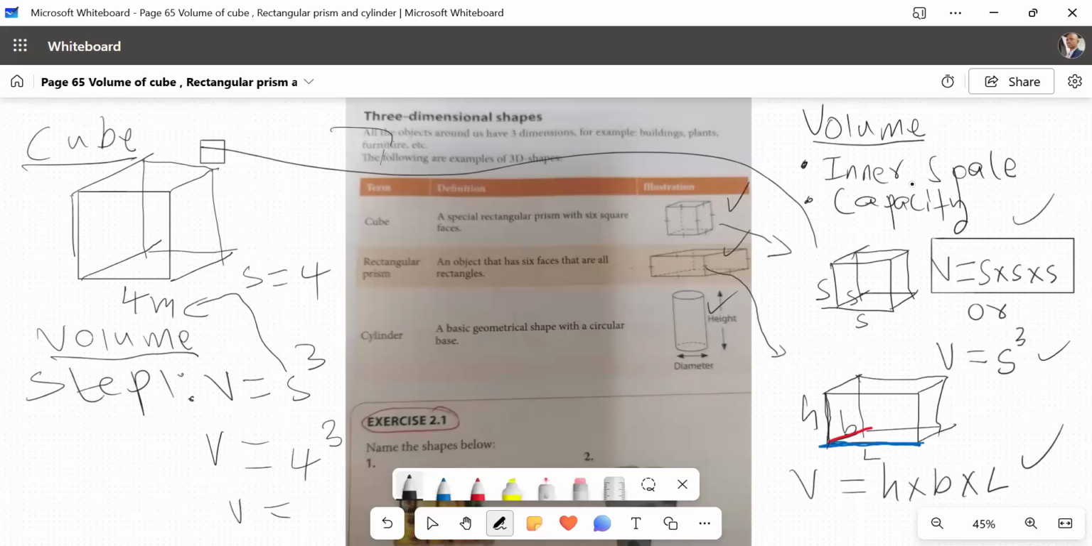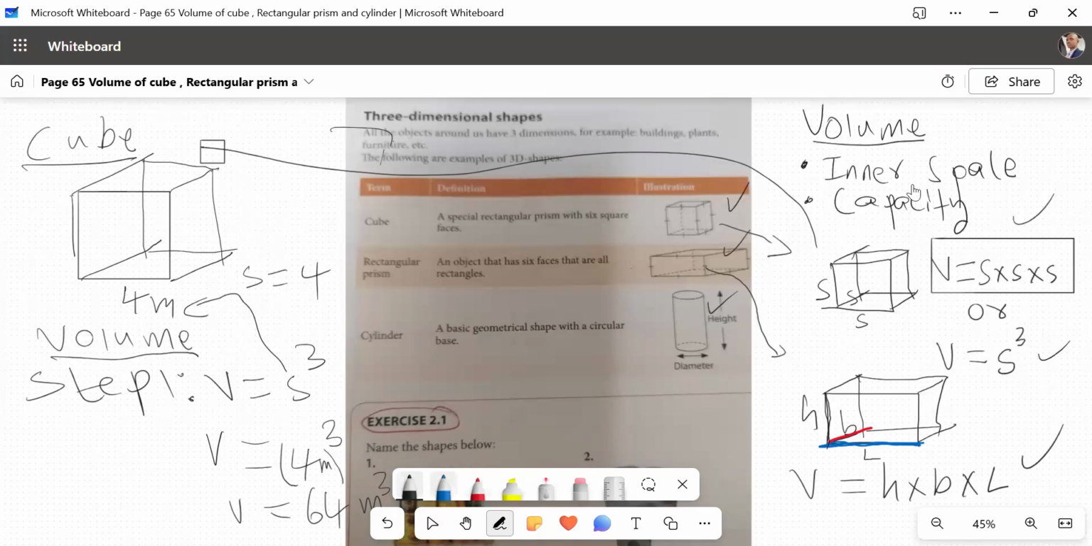Then you press your calculator, you say 4 exponent 3. We are going to get, I think it's 64. Then here we're going to have meter cube. I was supposed to write meter here. So 4 cubed is 64 meter cube.